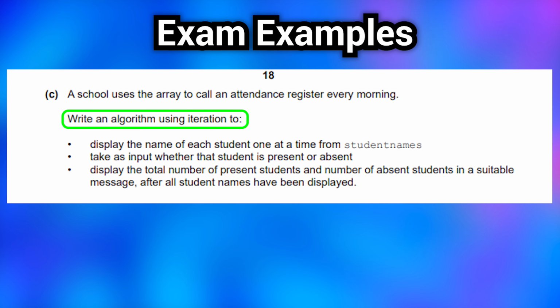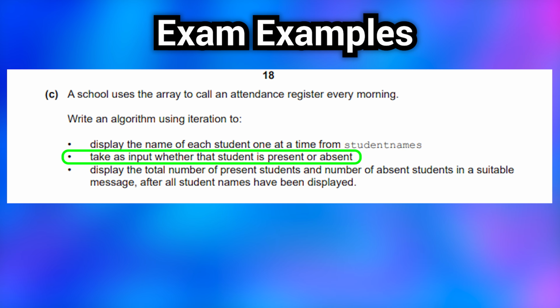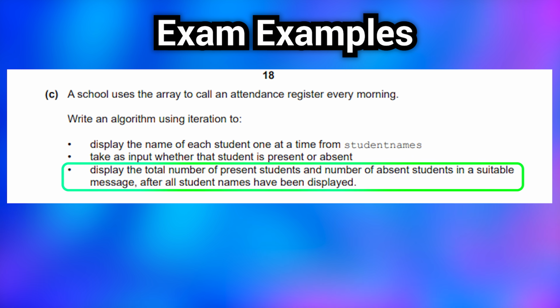Write an algorithm using iteration to display the name of each student one at a time from student names, take as input whether that student is present or absent, display the total number of students and number of absent students in a suitable message after all the student numbers have been displayed.